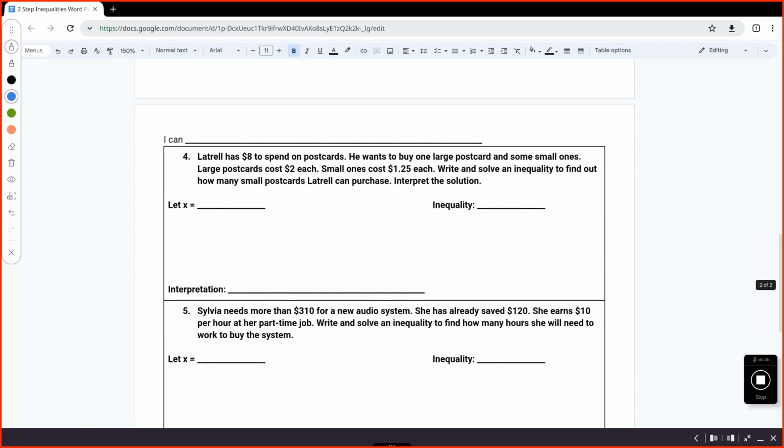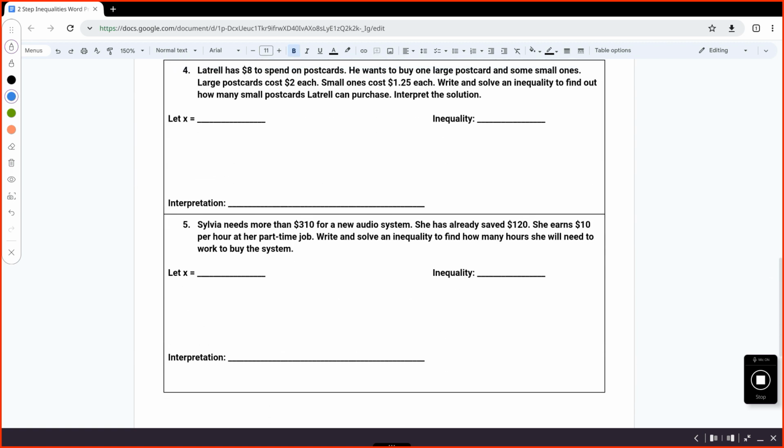All right, number 4, Latrell has $8 to spend on postcards. He wants to buy one large postcard and some small ones. Large postcards cost $2 each. Small ones cost $1.25 each. Write and solve an inequality to find out how many small postcards Latrell can purchase and then interpret the solution. So we're going to start off with let x equal the number of small postcards because that's what we're looking for.